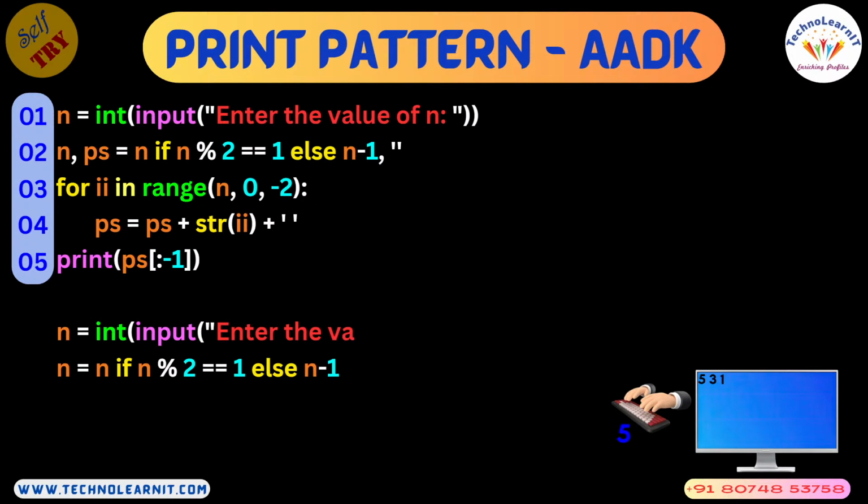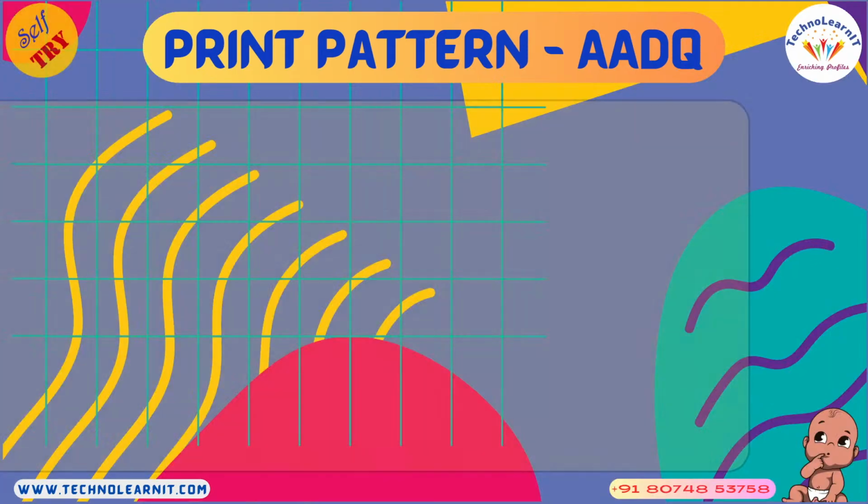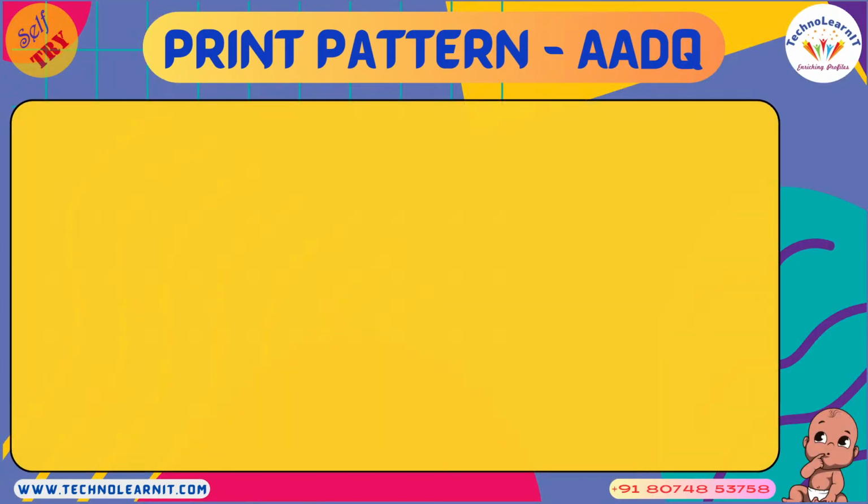If you are not allowed to use string manipulation operations, then you can use the same range function, but print the value of ii every time by adjusting the value of end to single space. Using these 4 lines of code also, you can achieve this. Well, let's move on to the next print pattern.